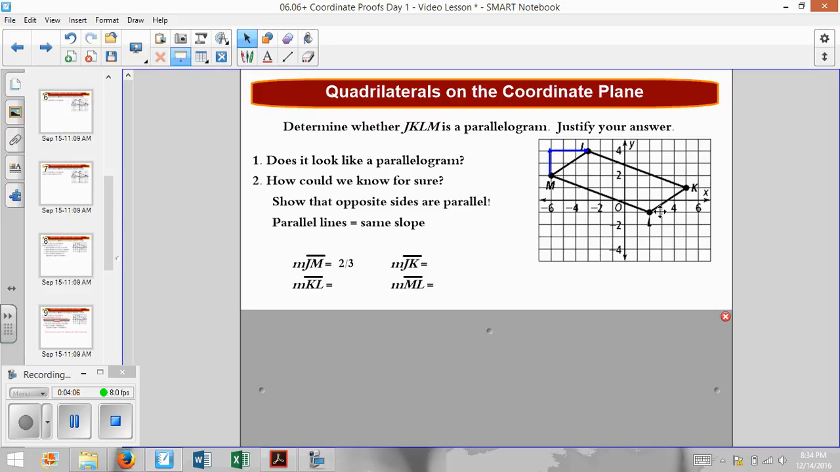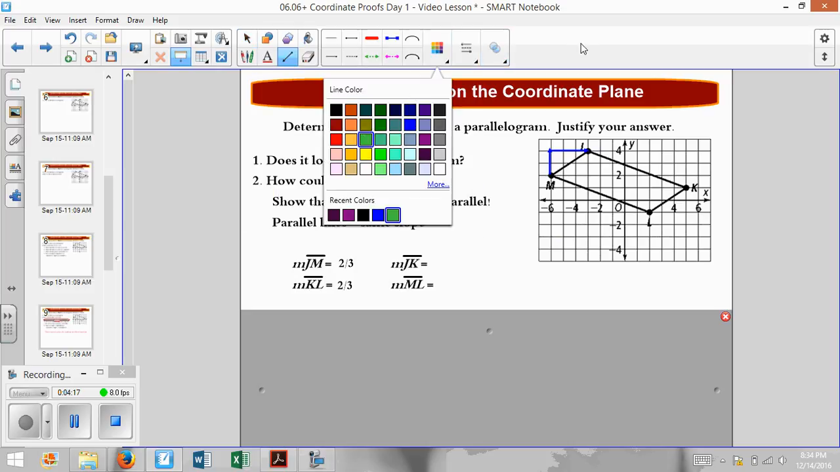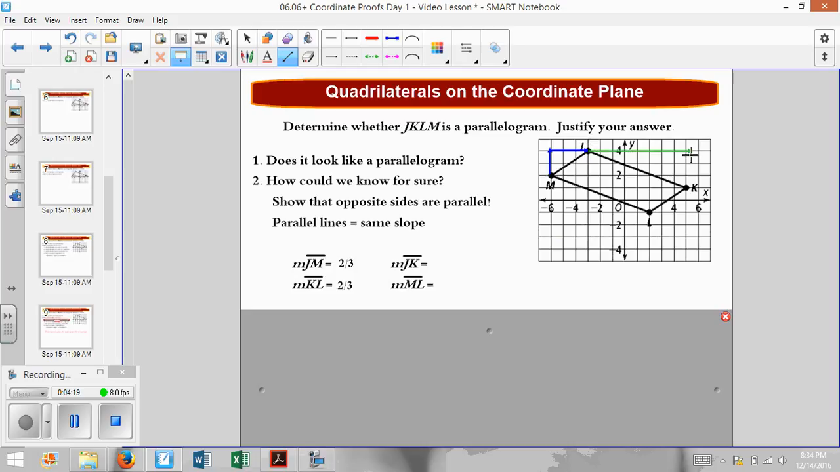The rise is 2, the run is 3, the slope is 2/3. Okay, I'll do the other ones really quickly. J to K. Let's see. Oh, we want a different color. We'll do green. J to K is here to here.